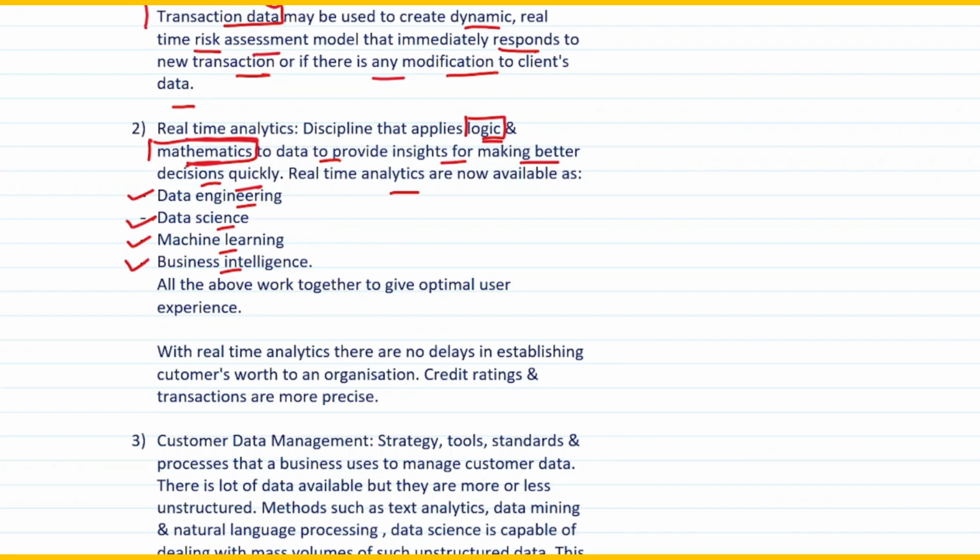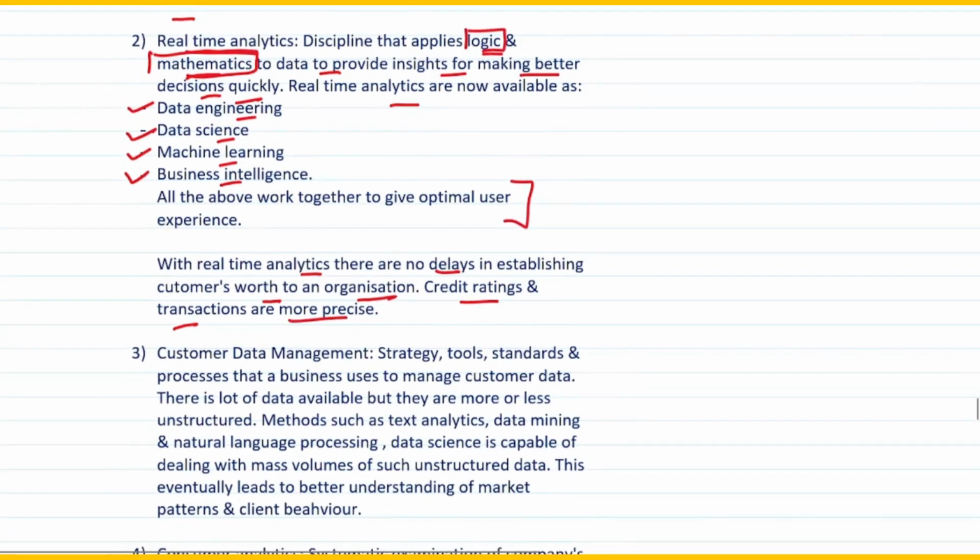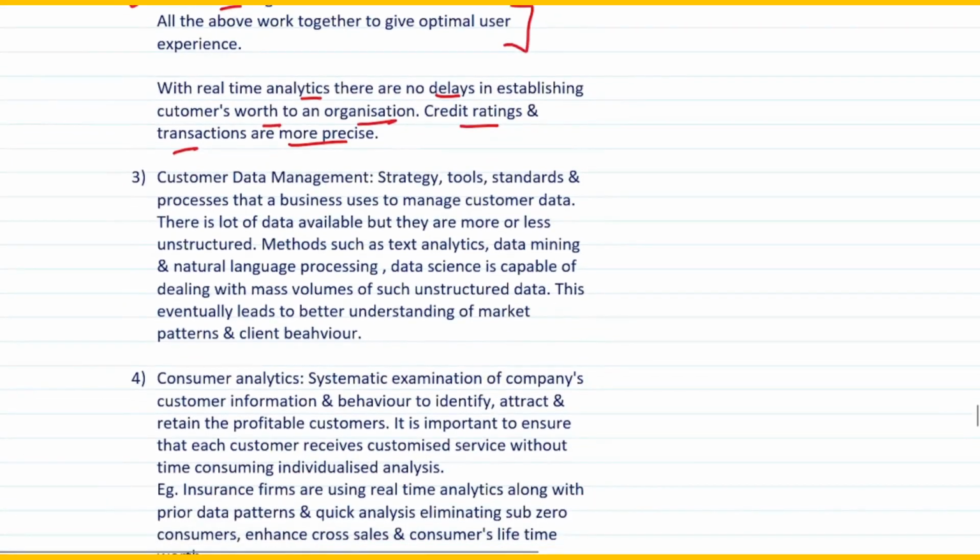At the same time, this will help you to have a good grip and knowledge of the customers that are dealing with you, right? So that would help you to enhance your business in a better way. Then with real-time analytics, there are no delays in establishing customers' worth to an organization. So whatever is coming in, you are immediately capturing it. So in that case, the chances of delays disappear. The delays get out of the picture, and that helps you to retain good customers and enhance your service in a better way. So something like credit ratings and transactions are more precise, right? Because you have real-time analytics. So the ratings that you give to your customers and the transactions are more accurate, right?